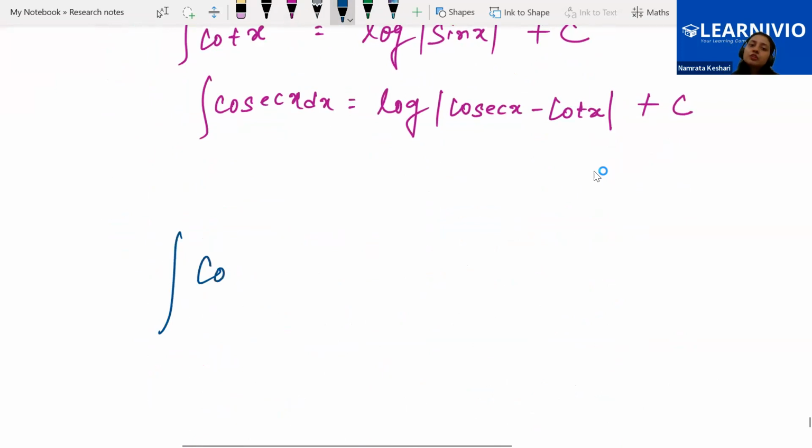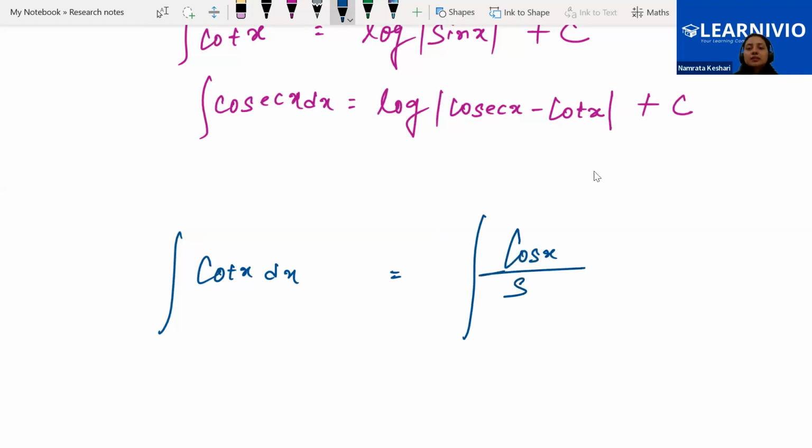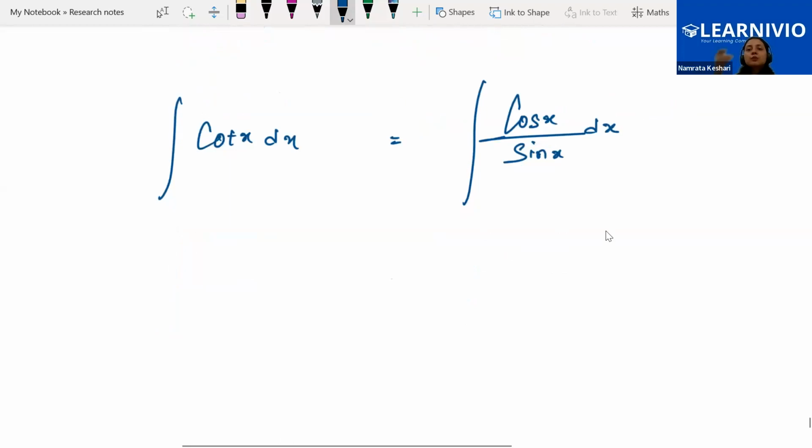Let me help you with cot x. Similarly, you can do the tan also. Cot means cos by sine, right? If such an integration comes, it is a simple question, so good.